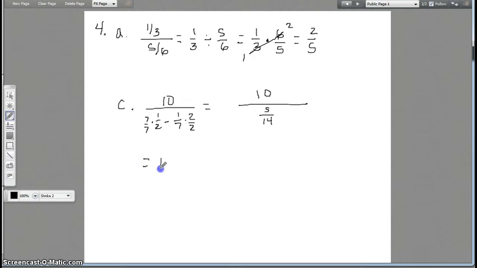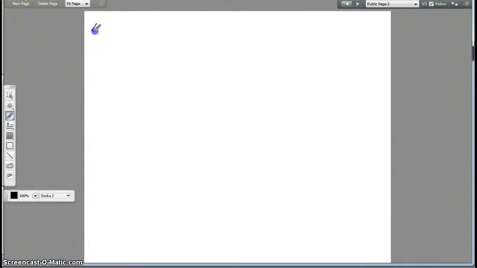That is the same thing as 10 times 14/5. The 10 and the 5 have a common factor. 10 becomes a 2, the 5 becomes a 1, and our answer is 2 times 14 is 28. Okay, let me get a new page for this next one. Let's look at number 4, part E. We have 4 plus 2/5 over 4 minus 2/5.